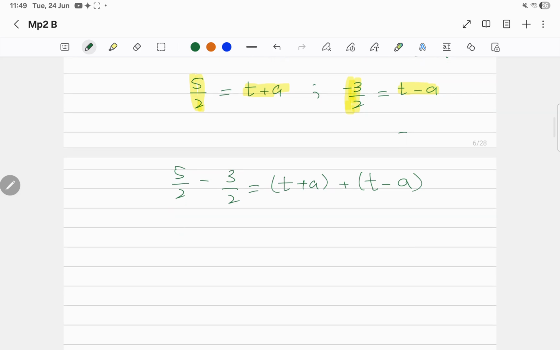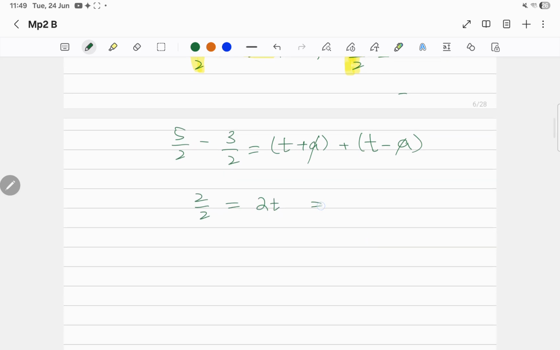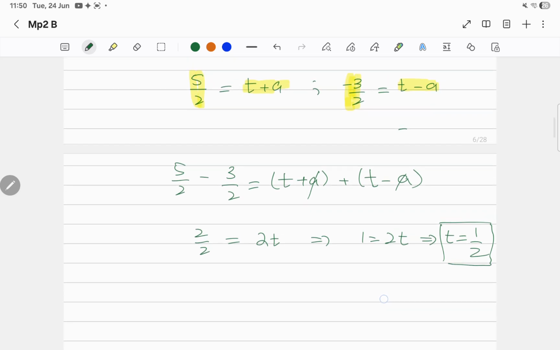So on the left hand side we will have 5 minus 3 over 2, which is 2 over 2, and t plus a plus t minus a, so a minus a cancels out, you're left with 2t, and 2 over 2 is 1, and it will be 1 equals 2t, and as a result t will be half. Now we can put this value of t into one of the equations.